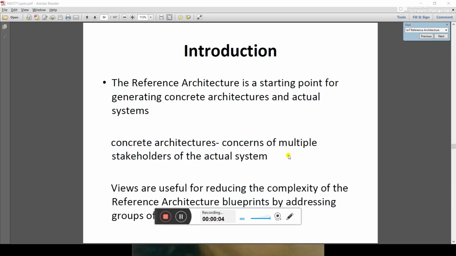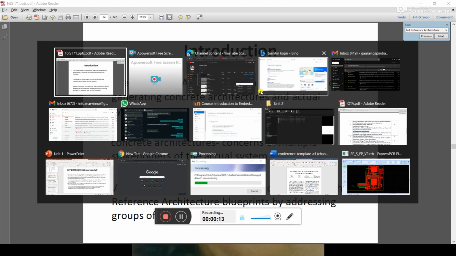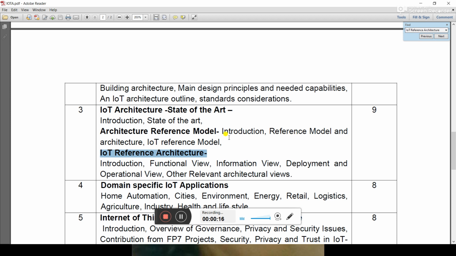Our unit 3 is going on, and in this unit we will learn about the reference architecture. We have already covered some of the topics here, and in this unit 3 we have completed the introduction of the architecture, state of the art architecture and reference model, and we have come to know what the reference model and the architectures are, and what the IoT reference models are.